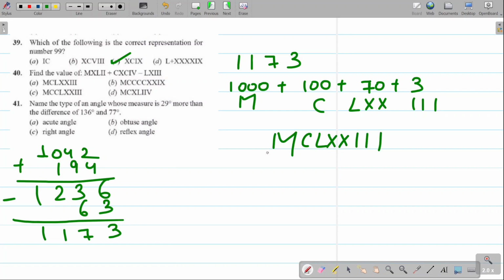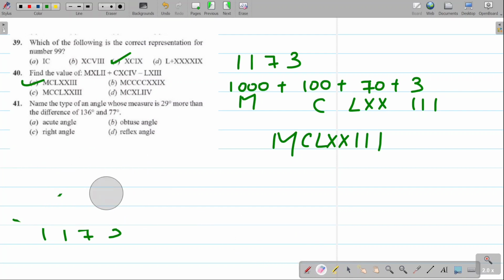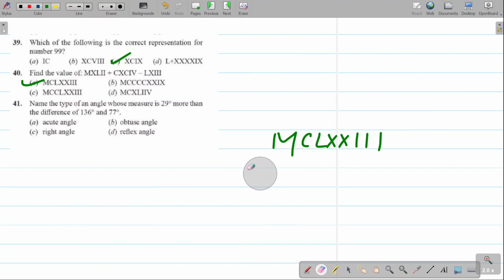Is there any option as such? We can see in option number A we have this, so it is our answer. It was a good question, I would say. Not very tough, but yeah, it required some amount of pencil work.